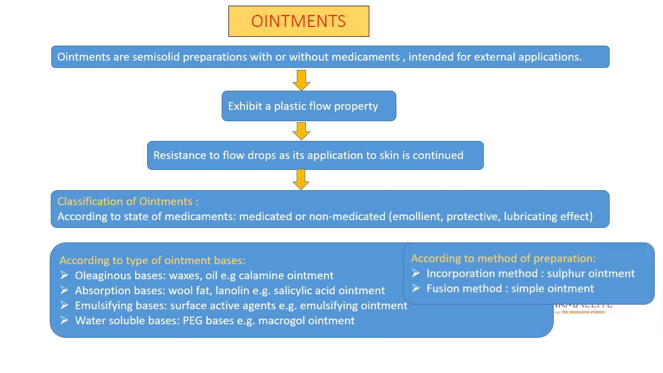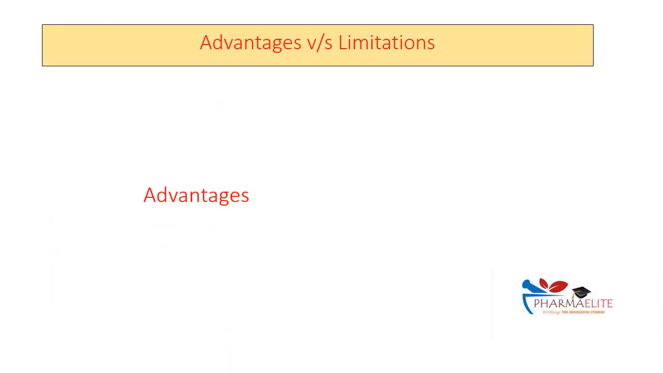Further, according to method of preparation, we had two parts: incorporation method and fusion method. Sulfur ointment is prepared by incorporation method and fusion method involves simple ointment. There are two more types under method of preparation. We'll discuss that. According to type of ointment basis, I have already shown what those are. Now to see advantages and limitations.